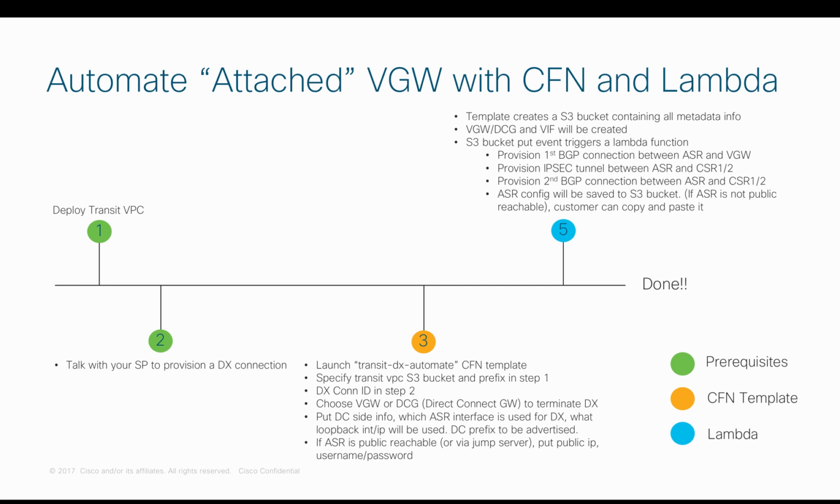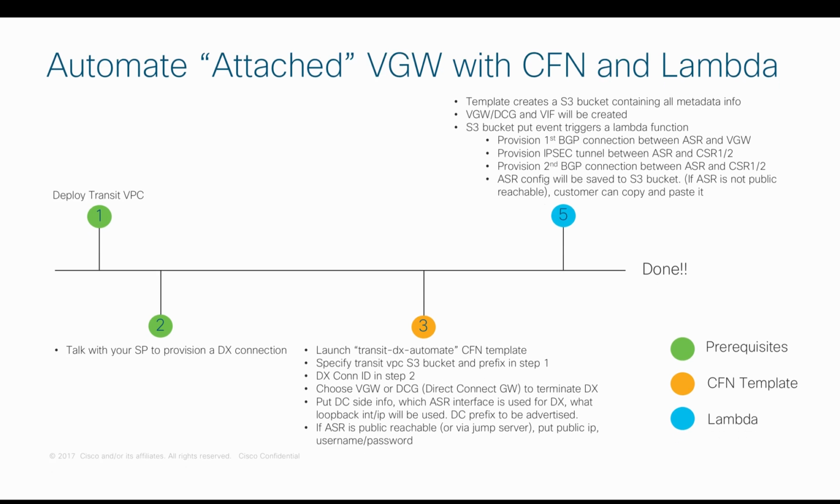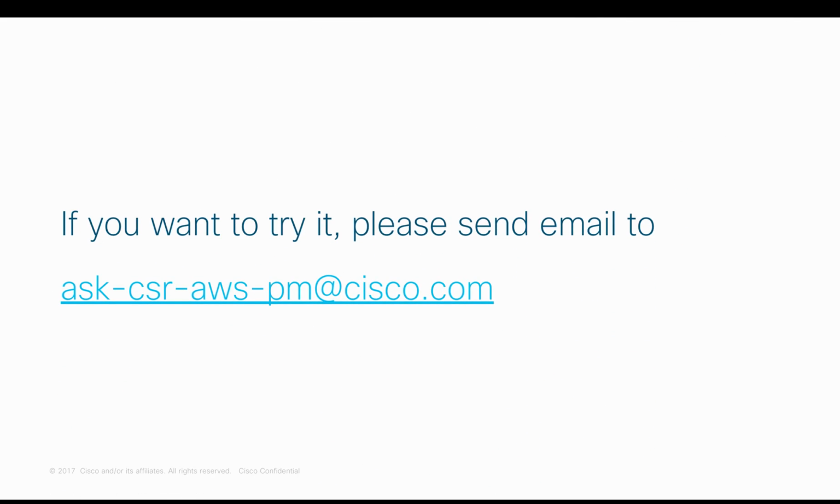Okay, I think you probably already understand how this is being done through CloudFormation and Lambda to connect the Direct Connect with your transit VPC. If you are interested in this automation, please send an email to ask-csr-aws-pm, and I will share the code with you so you can deploy it in your account.